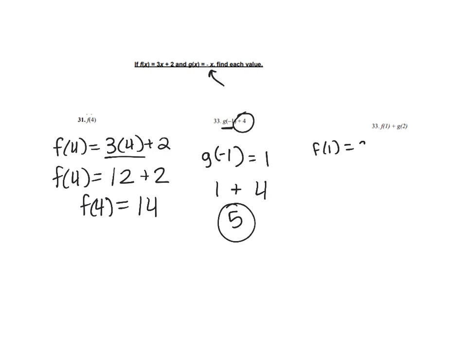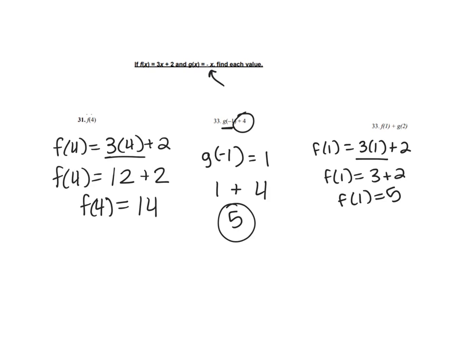F of 1 equals 3 times 1 plus 2. We're just replacing that. Then we're going to work through the order of operations. I got to multiply first. So f of 1 equals 3 plus 2. F of 1 equals 5.